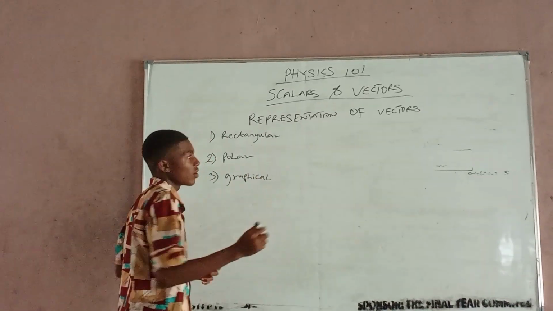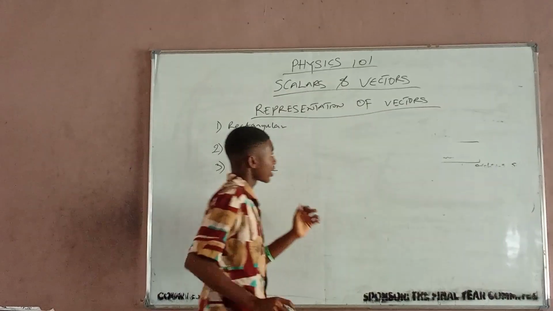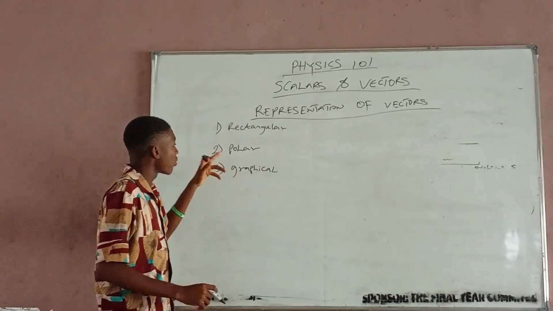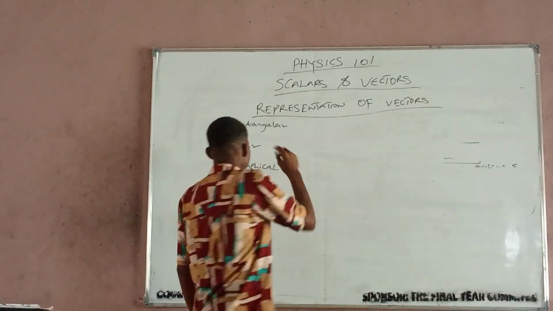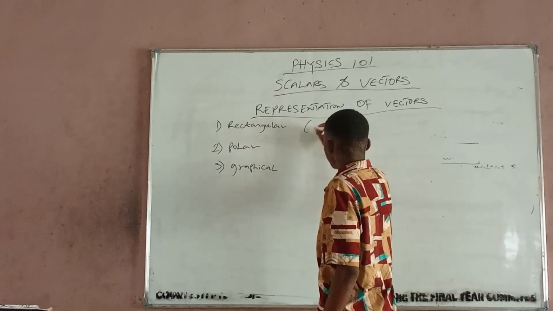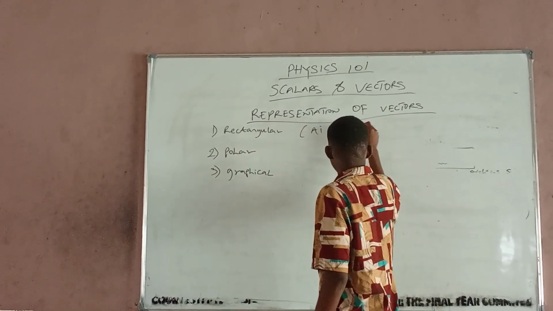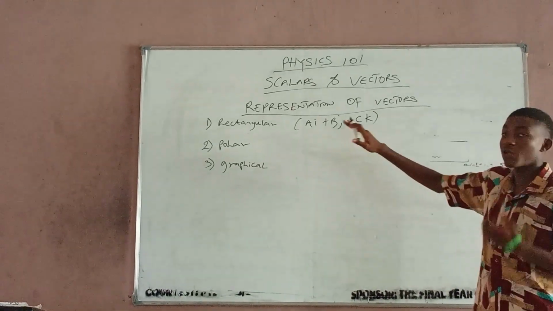Now, we're talking about the representation of vectors. There are three ways to represent vectors: rectangular form, polar form, and graphical form. An example of representation by the rectangular form is Ai plus Bj plus Ck. This is a representation of vectors based on the rectangular form.